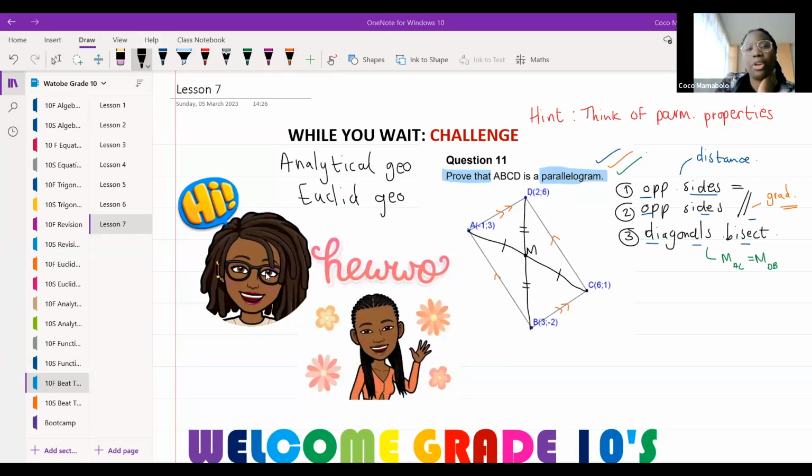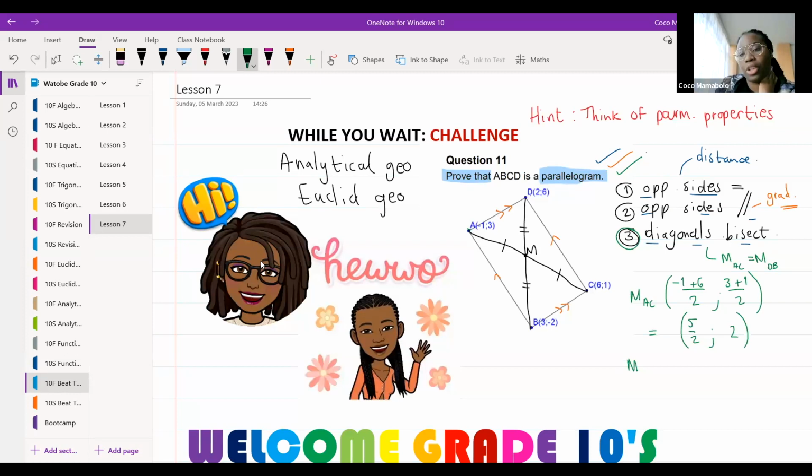All right, so I'm going to use property number 3 because I feel like diagonals bisecting is the easiest thing, and I can find the midpoint easy enough. I'm first going to look for the midpoint of AC, and that's going to give me -1 plus 6 over 2, which is 5 over 2. And for my y value, I'm going to get 3 plus 1 over 2, and this one would give me just the number 2, because 3 plus 1 is 4, divided by 2 is 2.